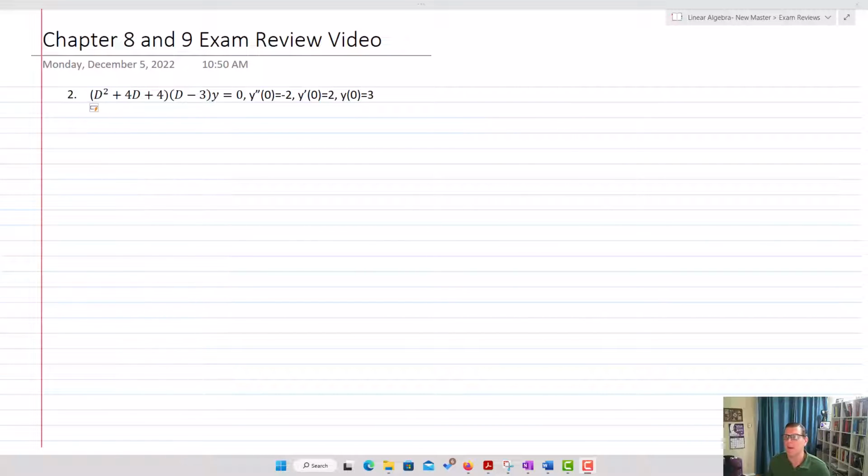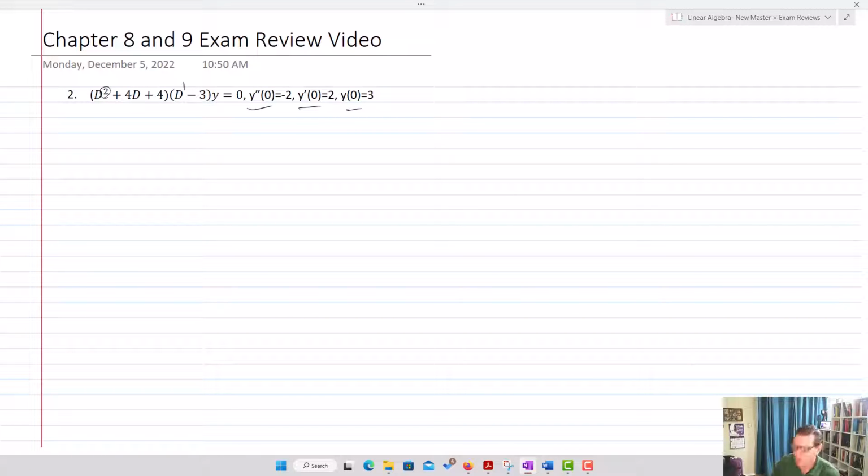So we'll start out with number 2 here. Number 2 says we've got (D squared plus 4D plus 4) times (D minus 3) y is equal to 0. And then we're given a set of initial conditions. We need 3 initial conditions, 1, 2, and 3, because if you notice, you've got a D squared and then you've got the D, so that means that this is a third order differential equation.